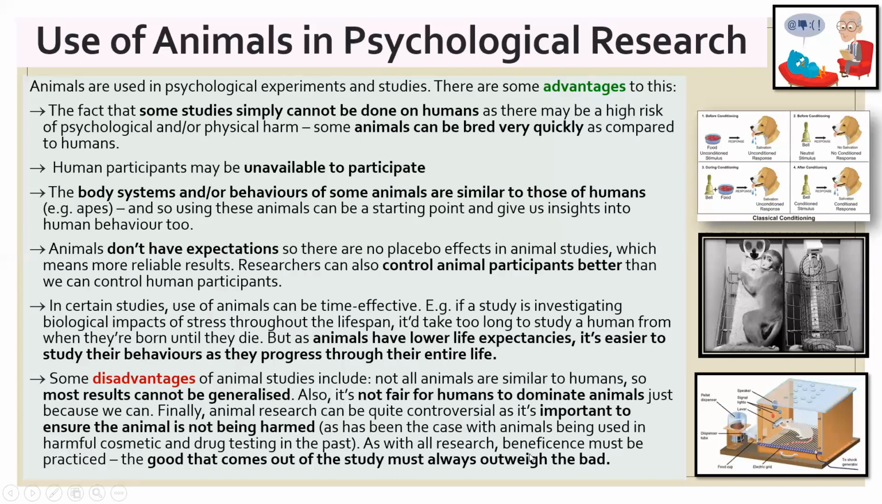Okay, and lastly, as with all research, beneficence must be practiced. So beneficence is another word for the no harm principle or for the protection of security and participant rights. Beneficence means that the benefits that come out of the study must always outweigh, or be greater than, the harm or the bad things that will come out of the study. And so we can apply this to human studies, but we can also apply this to animal studies, that we shouldn't completely torture an animal just because we can easily access them, easily put them in a cage and force them to do what we want them to do. That's just not fair. Okay, so that's the use of animals in psychological research.